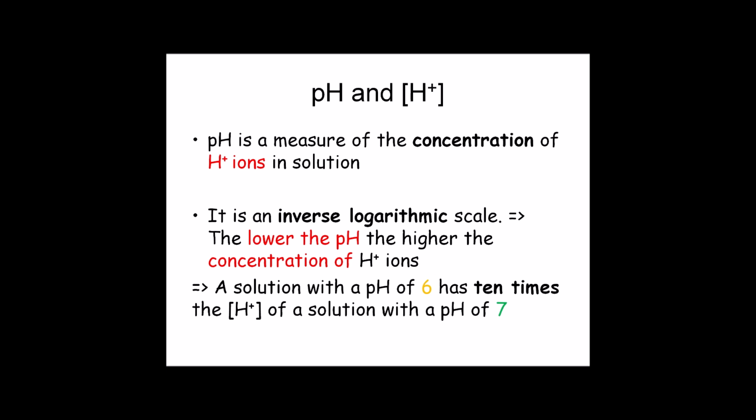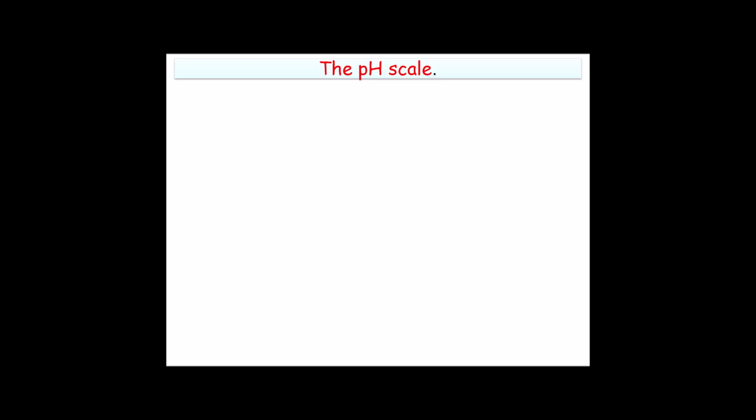What it means by the logarithmic part is a solution with a pH of 6 has 10 times greater the concentration of hydrogen ions than a solution with pH 7. So every time you go down 1 pH, you get 10 times greater concentration of hydrogen ions. So every time you go up a pH scale, so going from 6 to 7, you get a reduction in your hydrogen ion concentration by 10 times. And we'll have a look at what that means now.